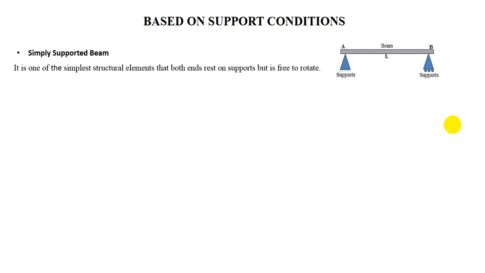Based on support condition, first of all, the simply supported beam. What is that? It is one of the simplest structural elements, where both ends rest on supports but are free to rotate. So points A and B can both rotate. This is a simply supported beam.